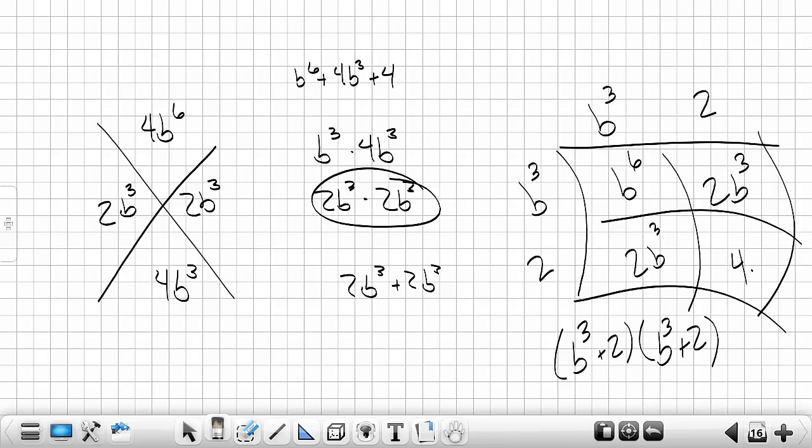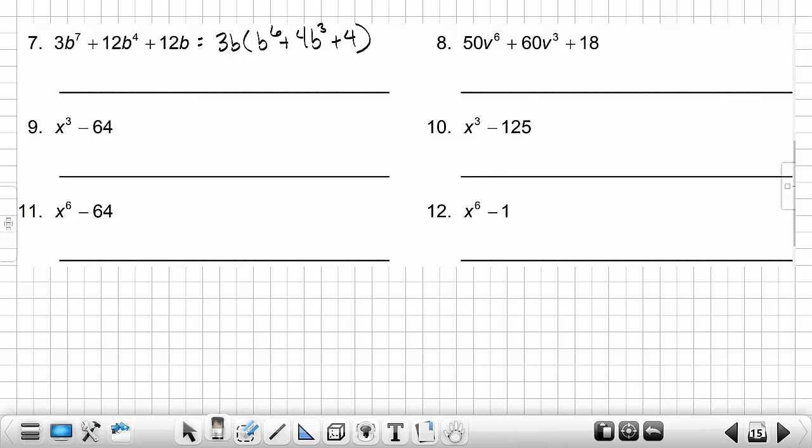What do you notice about these things? They're the same. So it's squared. Right. Like the formula. Exactly. The formula is just a shortcut.